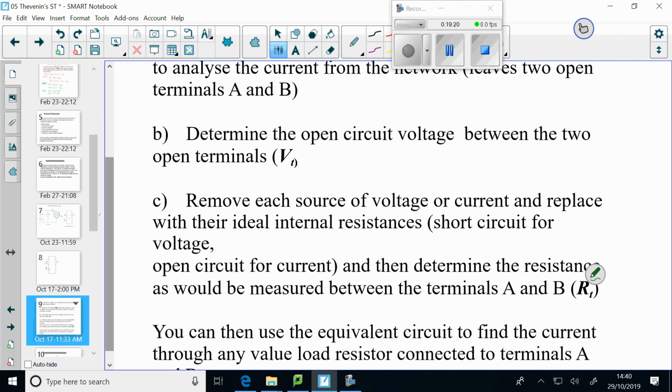And then we measure or we calculate the resistance of that circuit looking back in from the terminals A and B. As though we were connecting an ohm meter to the output terminals A and B, what resistance would we measure? That is equal to the Thevenin resistance, R little t. Then you can use that equivalent circuit to calculate the currents and output voltages for any value resistor you want to connect to that circuit.